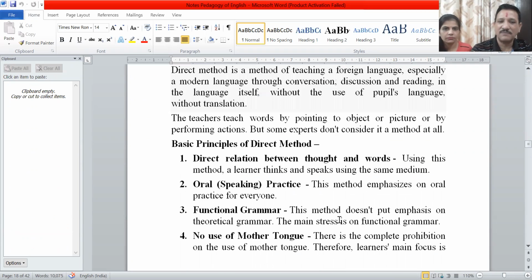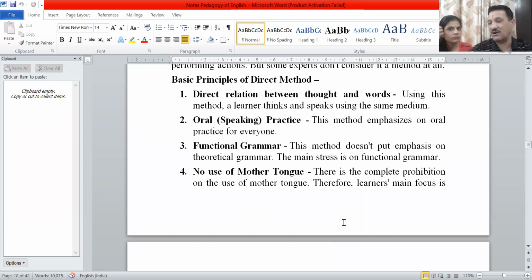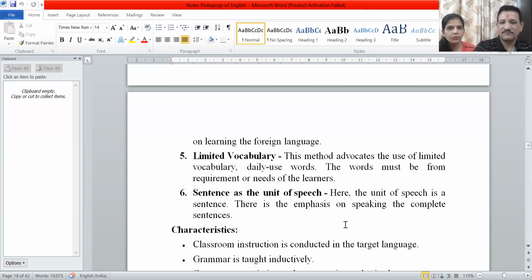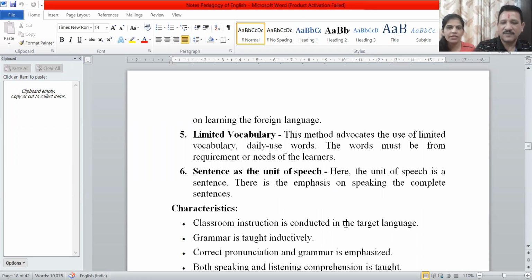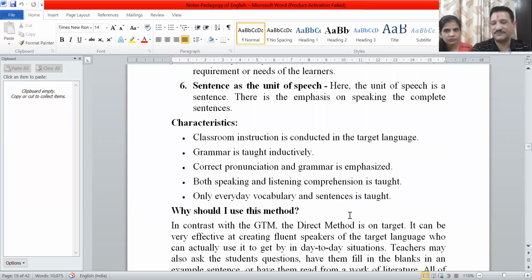These are the six basic principles of the direct method of teaching English. First, direct relation between thought and words. Second, oral or speaking practice. Third, functional grammar. Fourth, no use of the mother tongue. Fifth, limited vocabulary. Sixth, sentence as a unit of speech. Now we go for the characteristics.